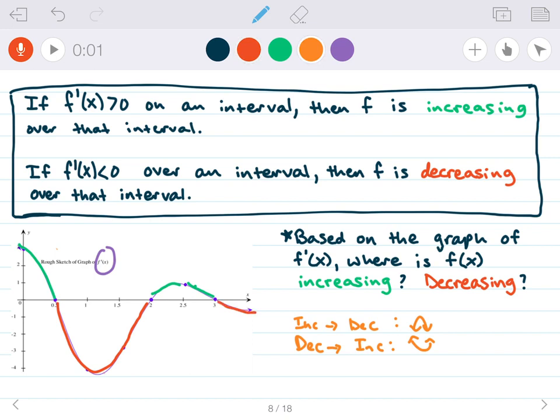Now, when the derivative is 0, we know what that means, right? We have two situations. We either have a flattened curve like this, where we have a minimum, or we have something like this, where we have a maximum. So this happens when the derivative is 0.